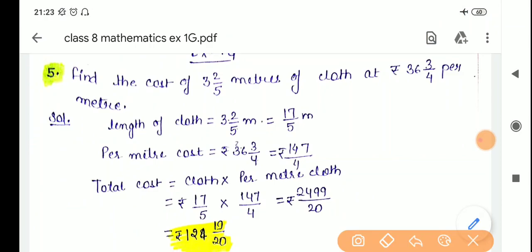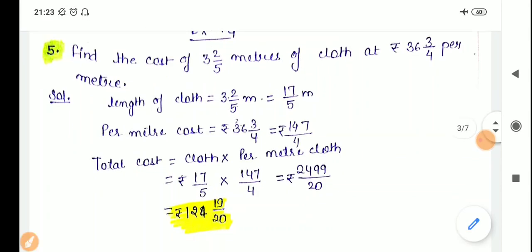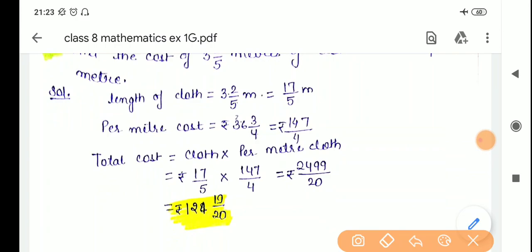Clear? It means that what is the price per meter, मतलब 1 मीटर का प्राइस कितना है, that is 36 complete 3 by 4 rupees. Clear? और हमें कॉस्ट कितने की निकालनी है, 3 कंप्लीट 2 by 5 मीटर्स ऑफ क्लोथ का. Right? So here the length of the cloth, मतलब जो हमें रिक्वायर्ड है, that is 3 complete 2 by 5 meter, it is 17 by 5 meter.